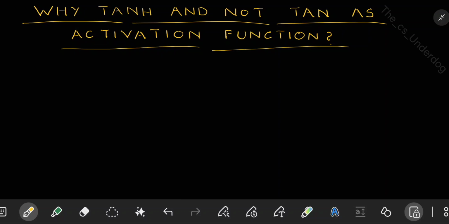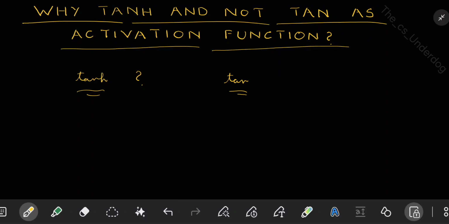Why tan h and not tan as an activation function? In the last lecture, we had seen that tan h is a very good activation function for neural networks. Then the question that will come to your mind is, why are we using this tan h function and why can't we use tan, which is more familiar to us?